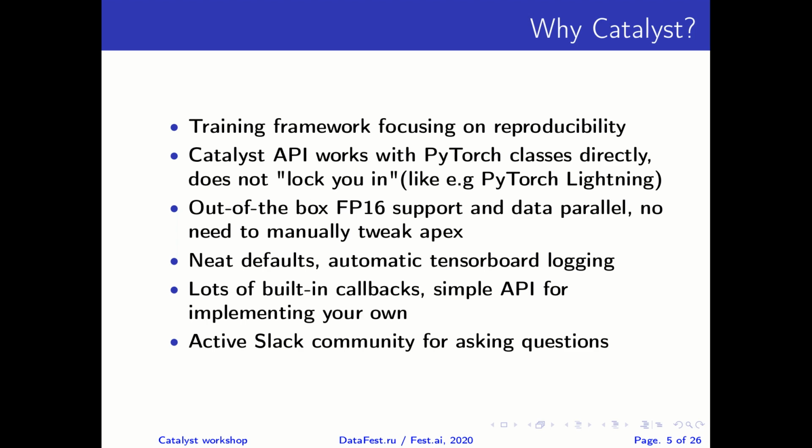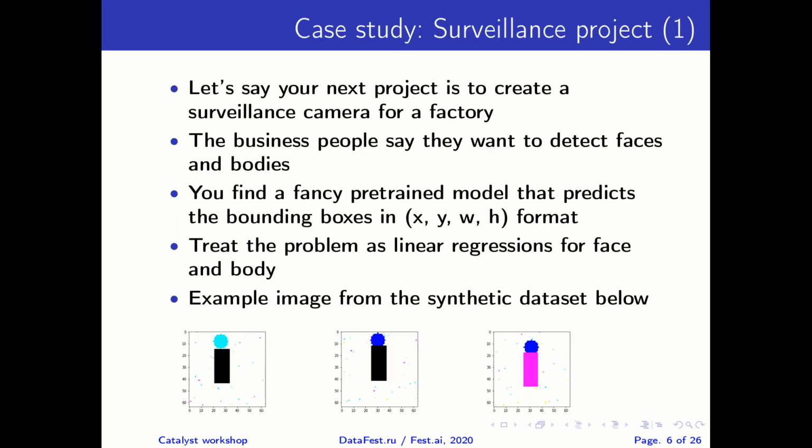Catalyst has lots of nice defaults, automatic TensorBoard logging, a great list of built-in callbacks, and a simple API for implementing your own, so it's very extensible. The code is really well written and very easy to understand. So if I sometimes have to tweak it a bit, it's really nice. And also, obviously, there is an active Slack community for asking questions, which is really important.